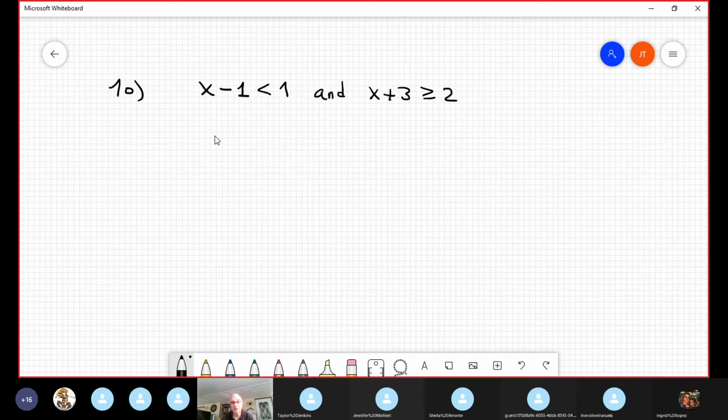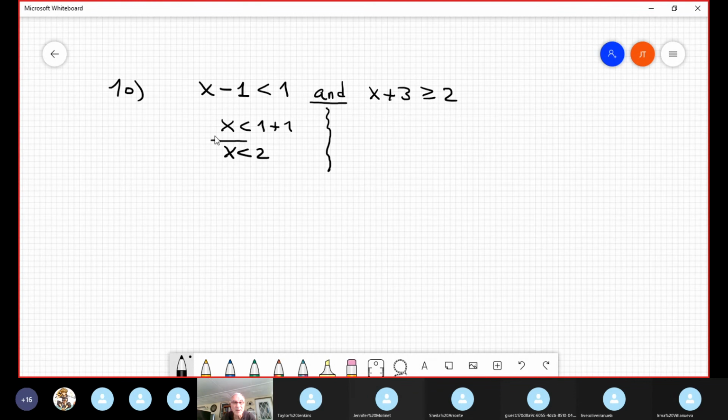So they want the solution in set-builder notation and graph, two answers. The compound inequality is super easy. You solve it separately. You temporarily ignore the word and, and focus on each problem separately. I move 1 to the other side: 1 plus 1 is 2.